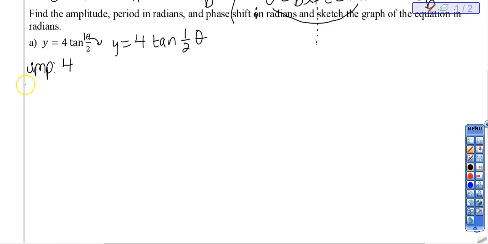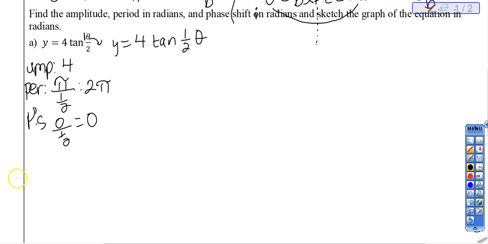Okay, so amplitude: 4. Period: pi over the absolute value of 1/2, which is positive. So pi over 1/2 is the same as pi times 2. So 2 pi. Phase shift, which we're asked to find: it doesn't have a C term, so 0/2 is 0. Tomorrow we'll do notes on phase shifts.